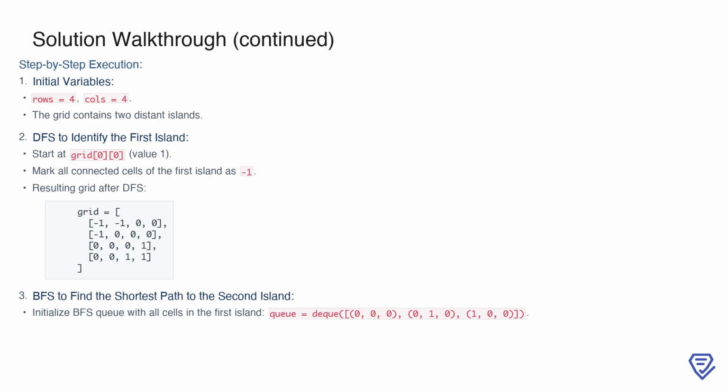After completing the DFS, the grid is updated to reflect the visited cells of the first island, with the new state being -1, -1, 0, 0, -1, 0, 0, 0, 0, 0, 0, 1, 0, 0, 1, 1. Next, we initialize the BFS queue with all the cells belonging to the first island: (0,0), (0,1), and (1,0). These cells will serve as the starting points for expanding toward the second island.